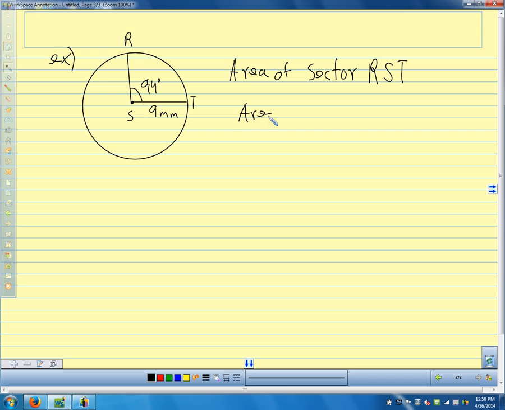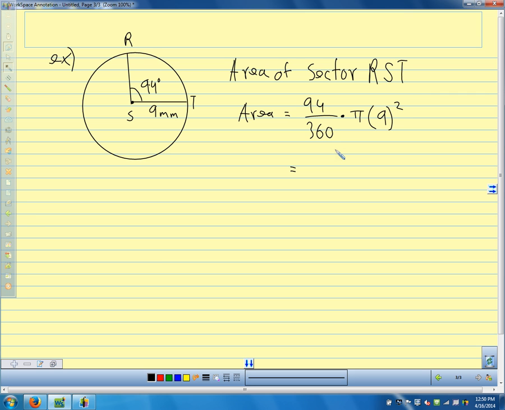So our area is going to be the fraction of the circle that this sector takes up, 94 divided by 360. That tells us what fraction of the circle that takes up, times the area of the entire circle. So that gives us the fraction of the area, times pi times 9 squared. And I'm going to plug this into my calculator. This is going to give us some decimal, so I'm not going to worry about my answer in terms of pi.